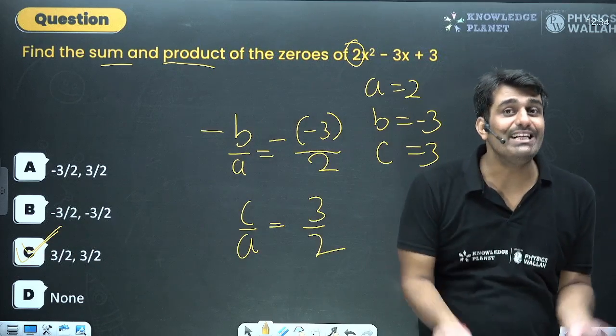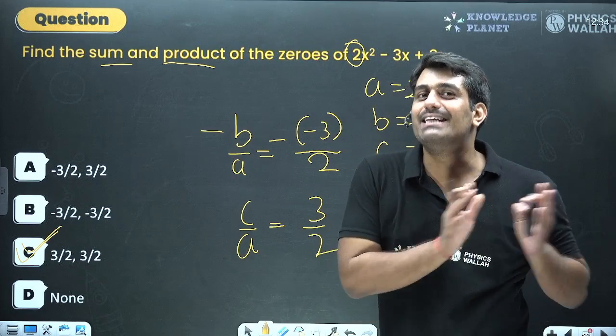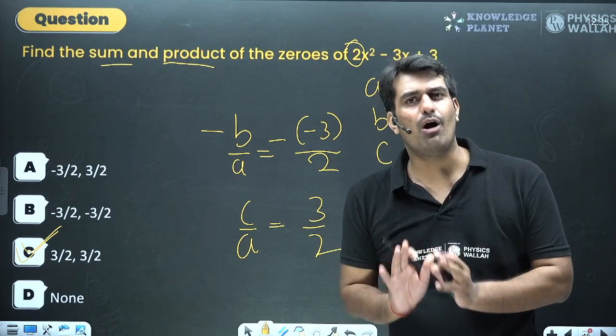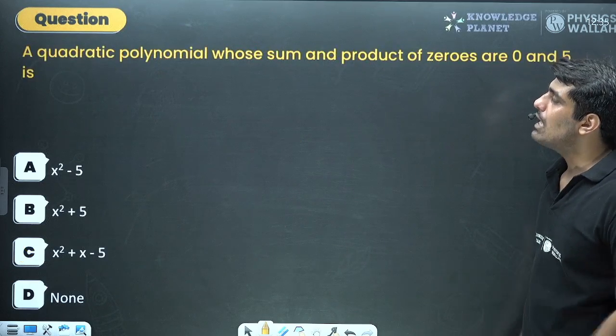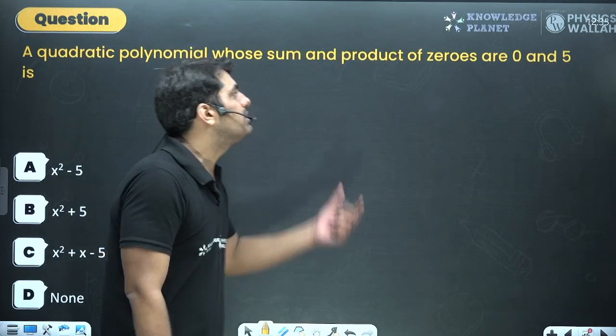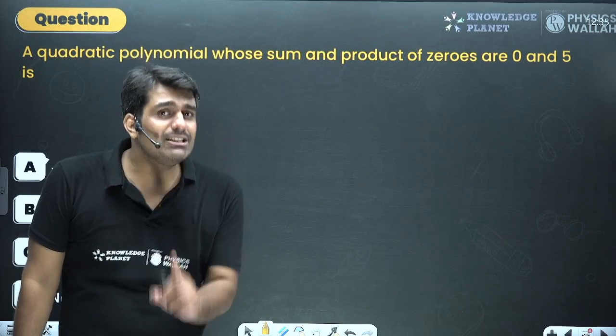Very simple task. I told you the most important concept of this chapter, but that doesn't mean most difficult. One of the very easiest things if you have understood the concept. Alright, next question. A quadratic polynomial, that is what we are learning, whose sum and product of the zeros are 0 and 5. Always read the question carefully.